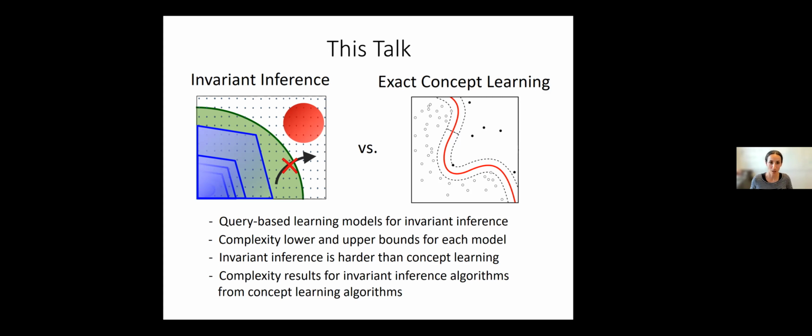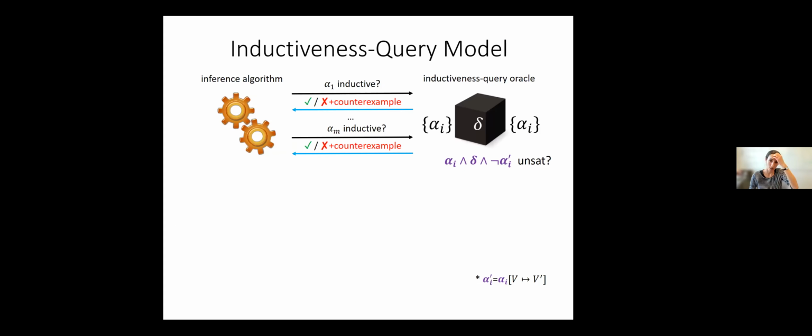Let's see how much time we have. Okay, but the first thing, we will start by defining query models for invariant inference as learning. So I go back to this picture. Let me just try to get rid of this.